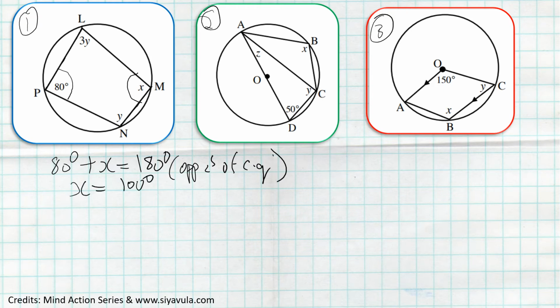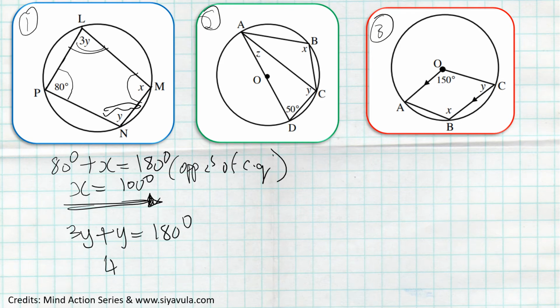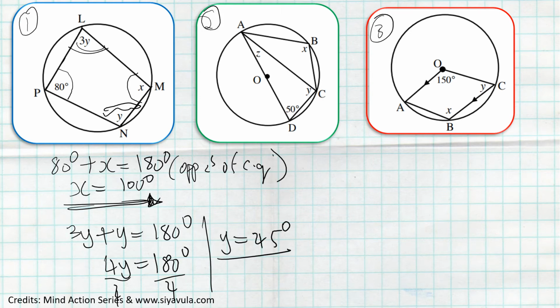Then x will be equal to what? 100 degrees. So that was quite very easy. Okay, so let's go to solve for y. Here's our thing here. So opposite angles of a cyclic quad are what? Are supplementary, meaning that 3y plus y will all add up to 180 degrees. So it will be 4y is equal to 180 degrees. Then to solve for y, we're going to divide by 4 both sides, right? We divide by 4, then y is equal to what? 45 degrees. So that's actually how we can solve for that.